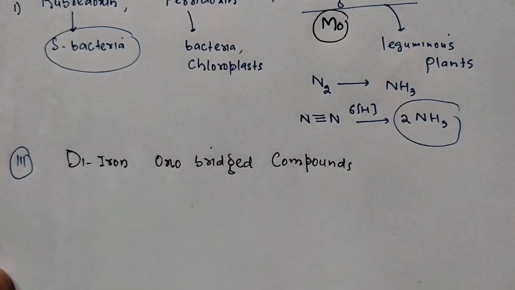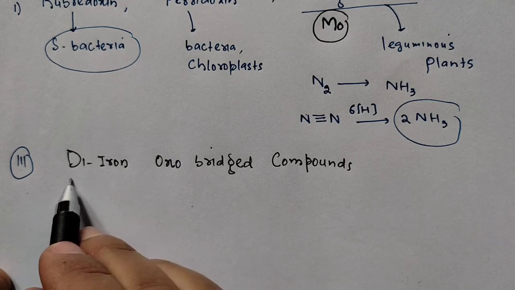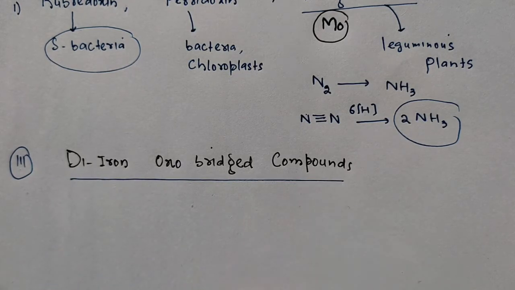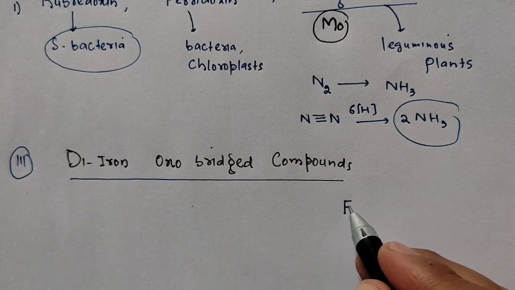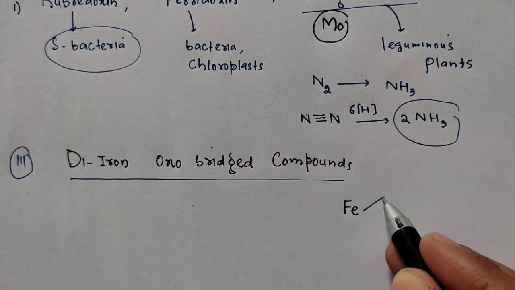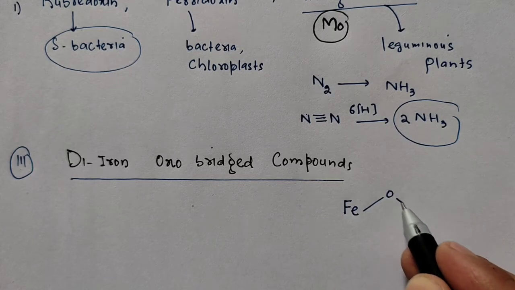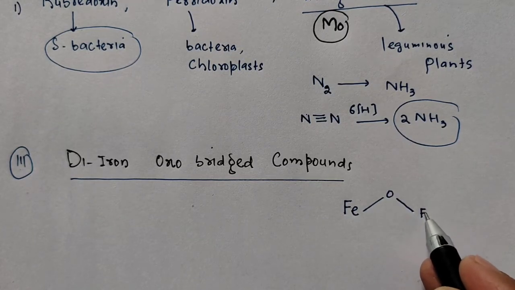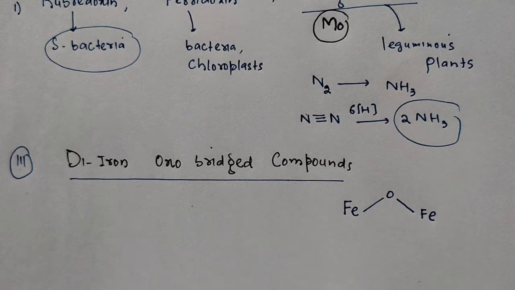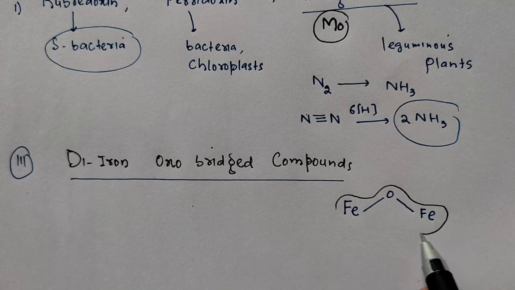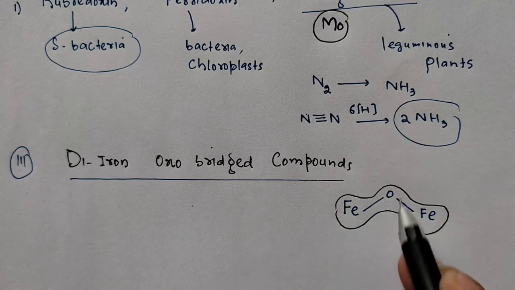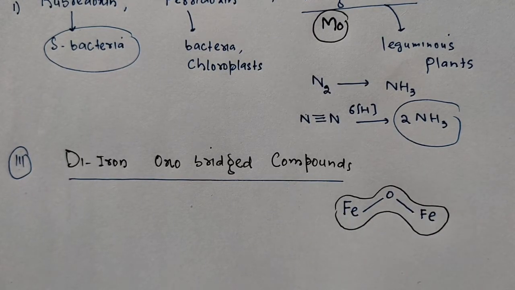Okay. So the third category is the diiron oxo-bridged complex. What does it mean? A diiron oxo-bridged complex is like this: you have iron here, then they are bridged by this oxygen atom. This type of structure is called a diiron oxo-bridged complex. This linkage is present in compounds called diiron oxo-bridged compounds.